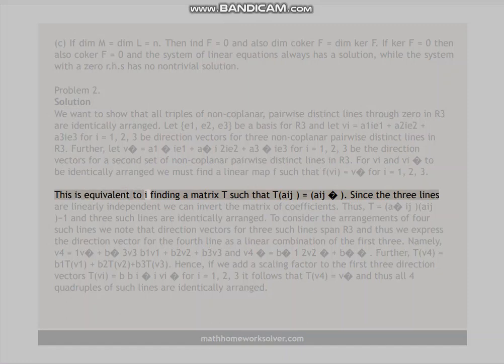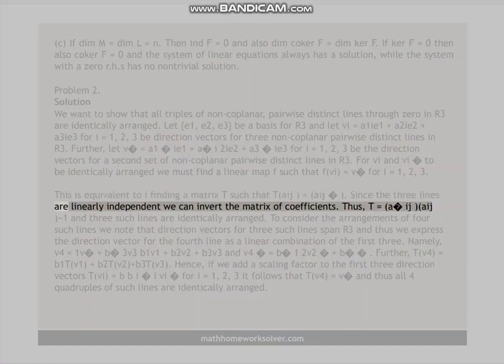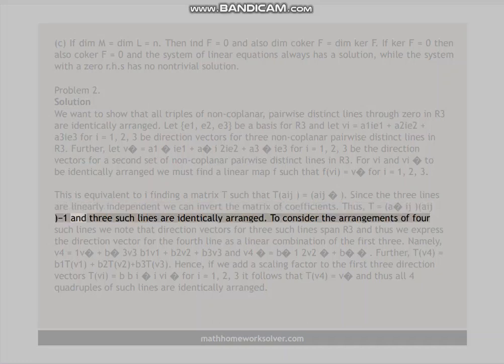This is equivalent to finding a matrix T such that T A equals A'. Since the three lines are linearly independent, we can invert the matrix of coefficients. Thus, T equals A' A to the power minus 1, and 3 such lines are identically arranged.